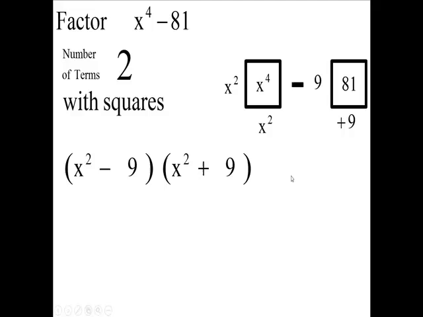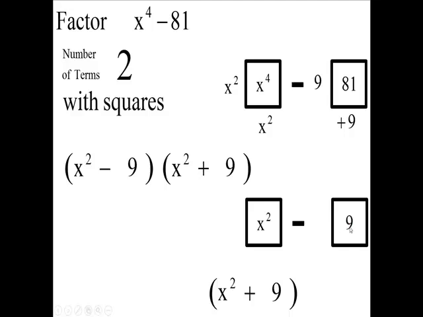Okay? Now, we notice that this is also the difference of two squares, and this isn't. This is the sum of two squares, which we cannot factor. So we simply copy that one down. And then let's draw a couple of squares over here, our x squared and our 9. The square root of x squared is x, because x times x is x squared.